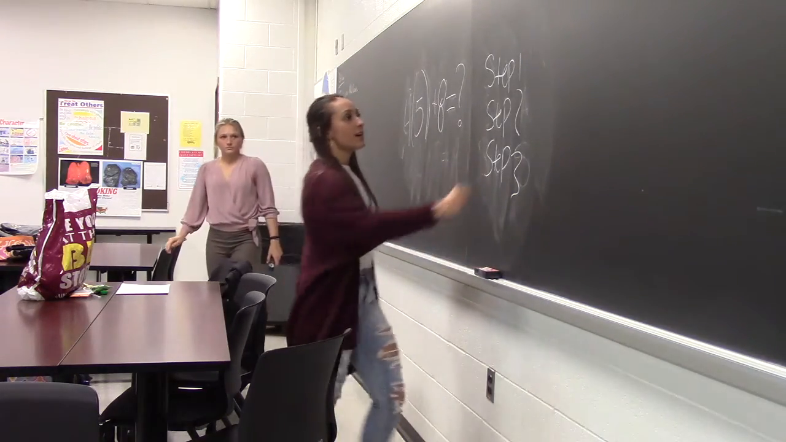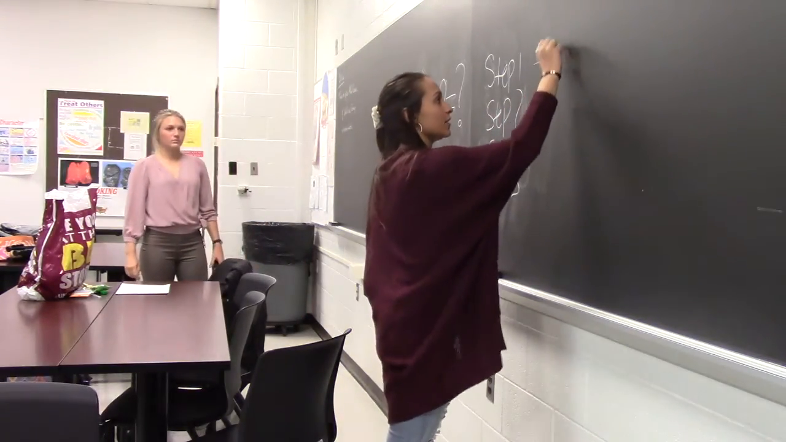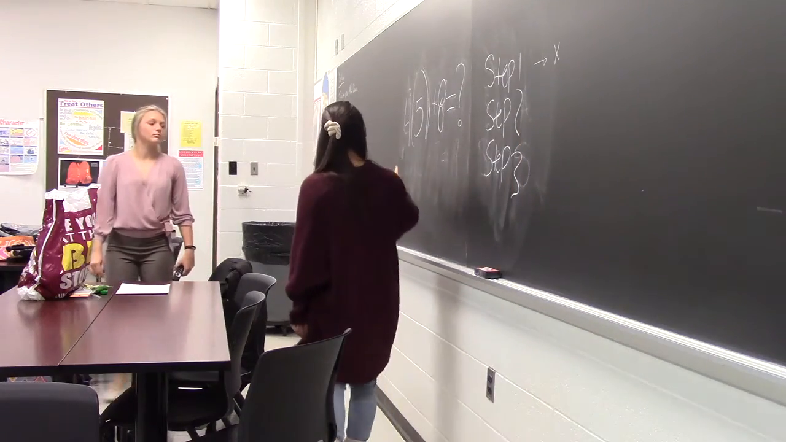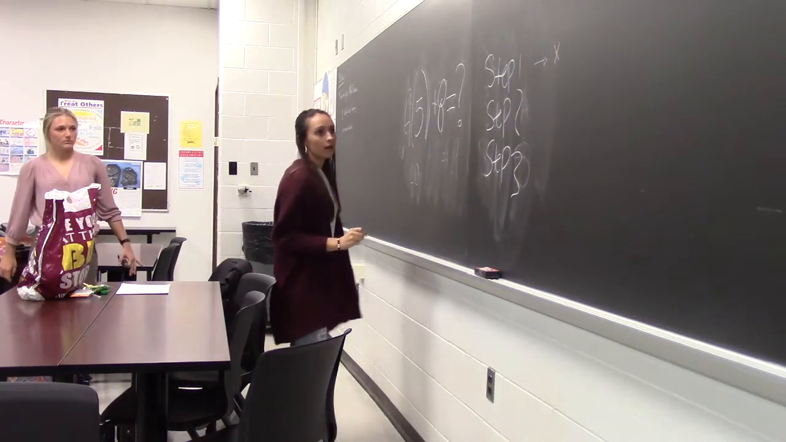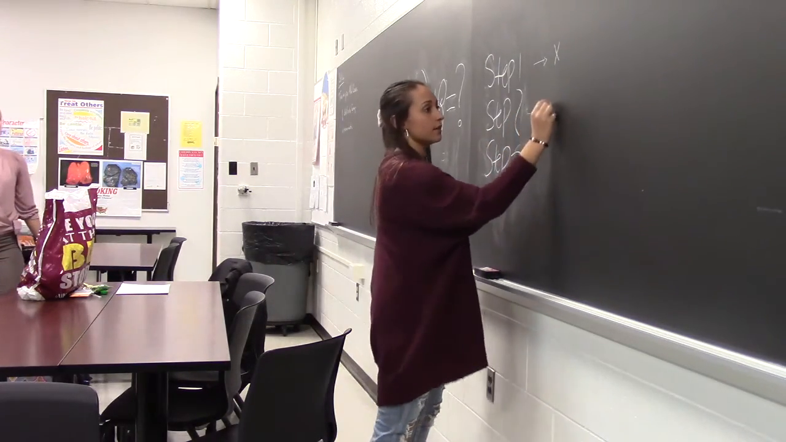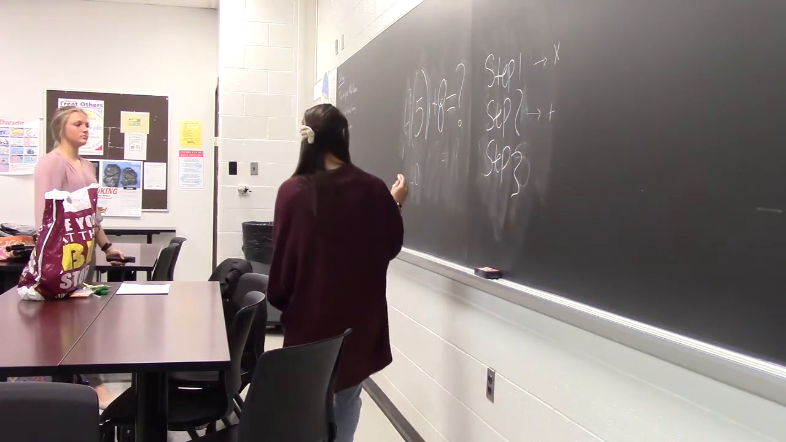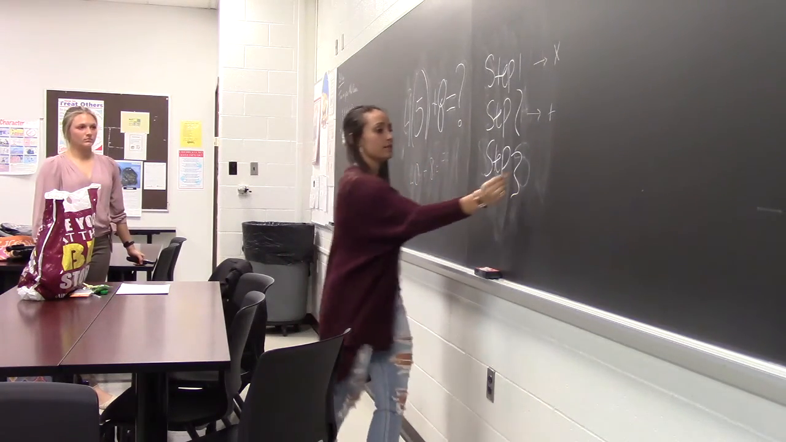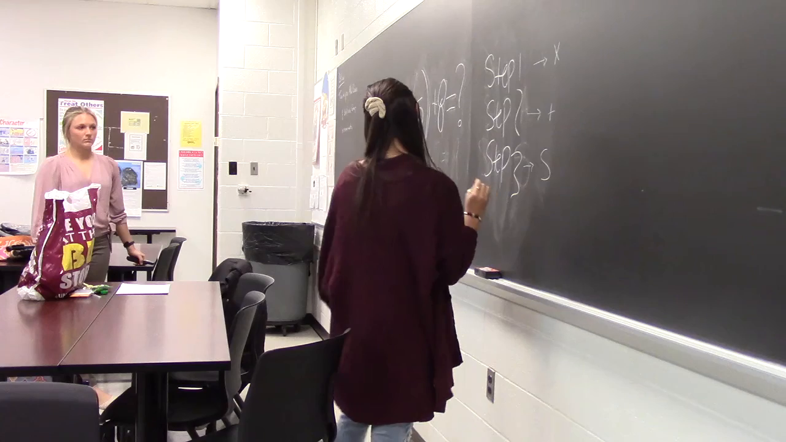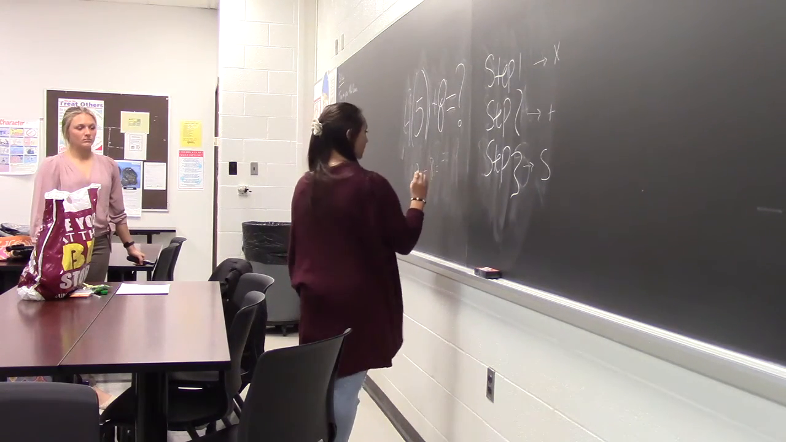Alright, so the first step is multiplication. So I'll multiply 4 times 5, which is 20. And then the second step is addition. So I will add 8. And then the third step is solving. So 20 plus 8 is 28.